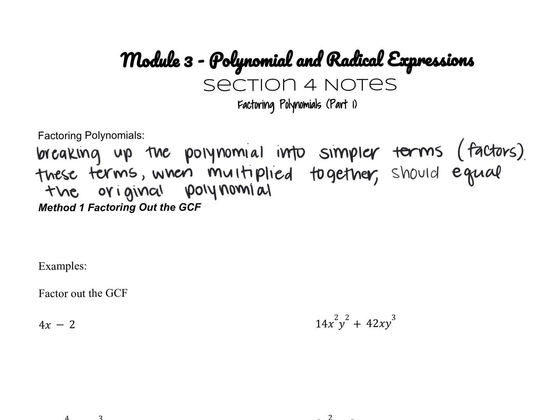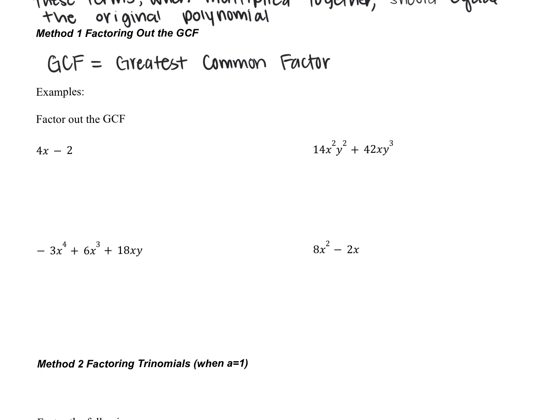So our first method is factoring out the GCF. Just to review, GCF stands for greatest common factor. So it's usually the first step when you're factoring any polynomial. You want to look to see if there's anything all of the terms have in common, and you want to factor that out first so that maybe you have a much simpler polynomial to factor after that. So let's do some examples.